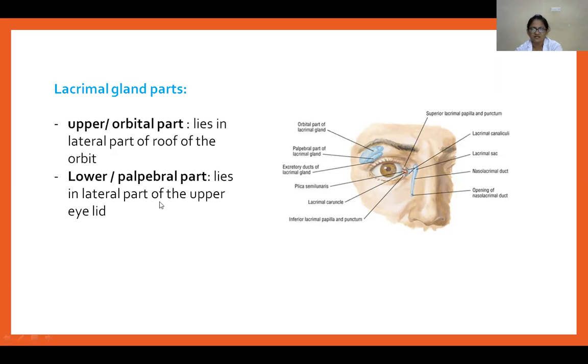Where does the lower palpebral part lie? It lies in the lateral part of the upper eyelid. This is the location of the orbital and palpebral parts of the lacrimal gland. The lacrimal gland is a yellowish, soft, lobulated serous gland.